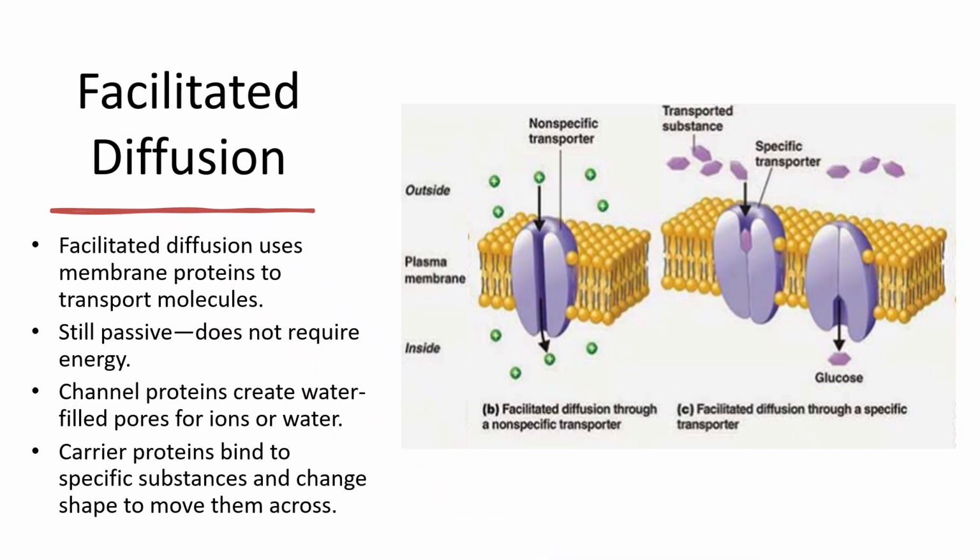Some molecules can't slip through the membrane easily. Facilitated diffusion helps these larger or charged molecules move using proteins embedded in the membrane. Channel proteins form pores, which are like tunnels for ions or water. Carrier proteins bind the substance, change shape, and move it across. Importantly, even with this help, no energy is required.